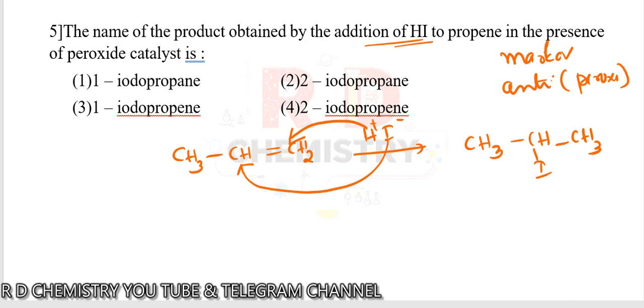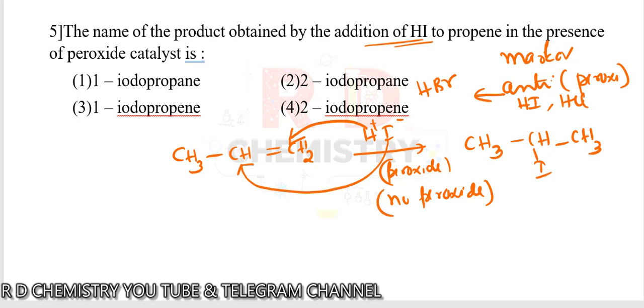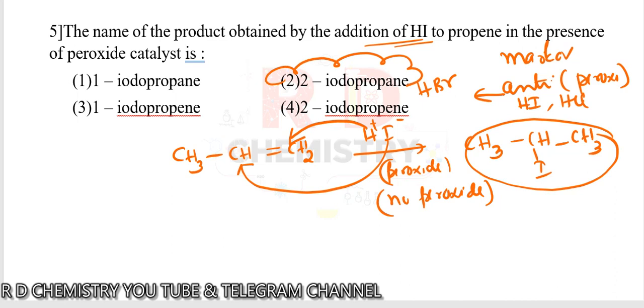Remember, anti-Markovnikov's rule or peroxide effect applies only for HBr, not for HI or HCl. Remember. Now, in this case, HI is there. Whether there is a peroxide catalyst or no peroxide, that doesn't matter. The product would remain the same. It should be 2-iodopropane itself. Therefore, the answer should be option number 2.